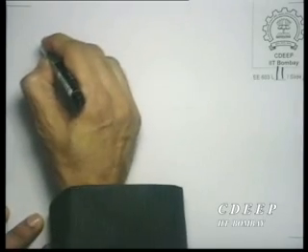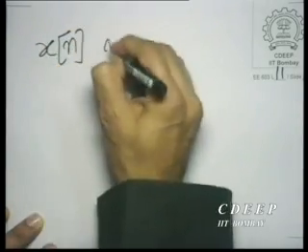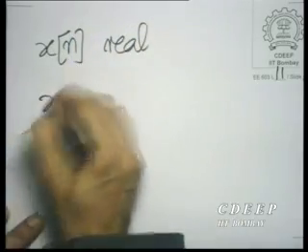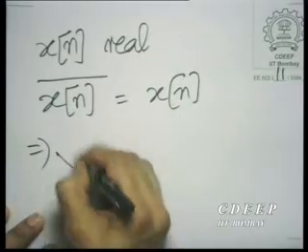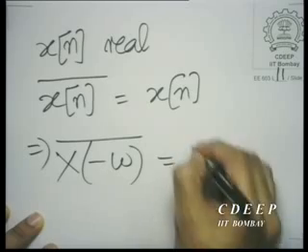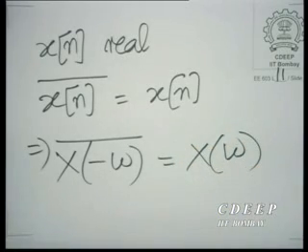If I take x[n] to be a real sequence, then x bar n is equal to x[n], that is what you mean by real, and that means X of minus omega bar is X of omega. So what we are saying is if you take corresponding frequencies omega and minus omega, they are related by complex conjugation. That means on the omega axis, if I take corresponding positive and negative frequencies, the discrete time Fourier transforms are the complex conjugates of one another.